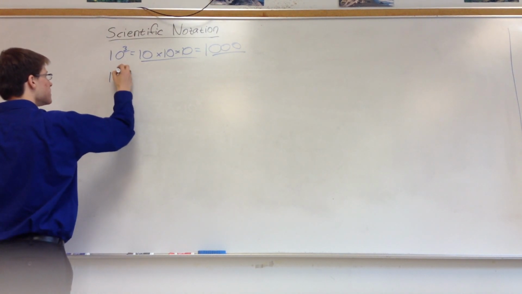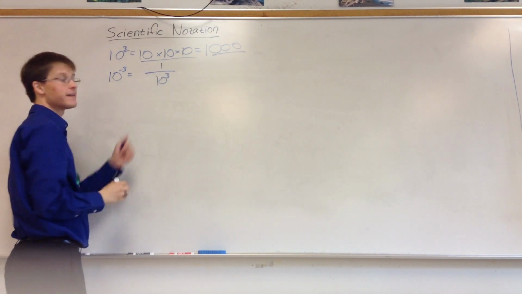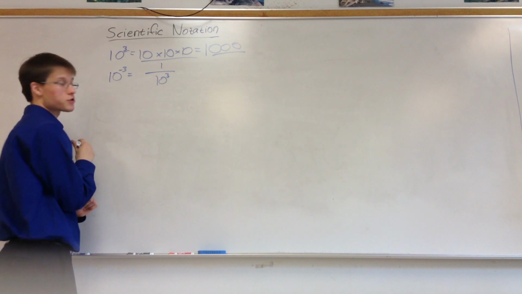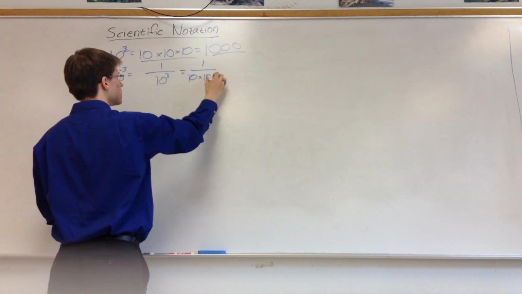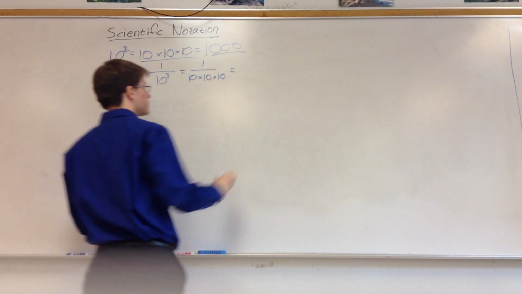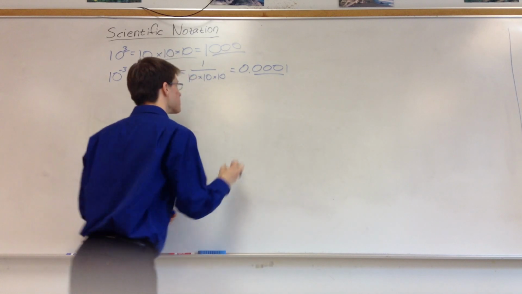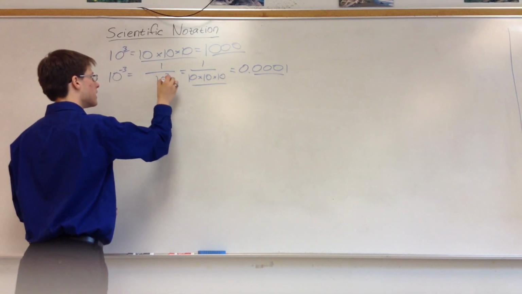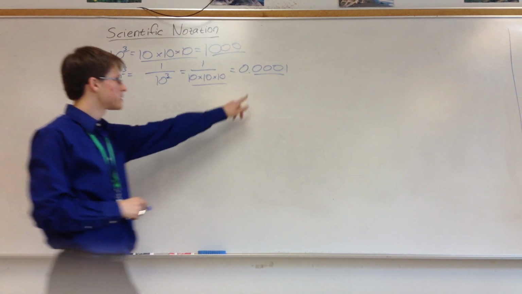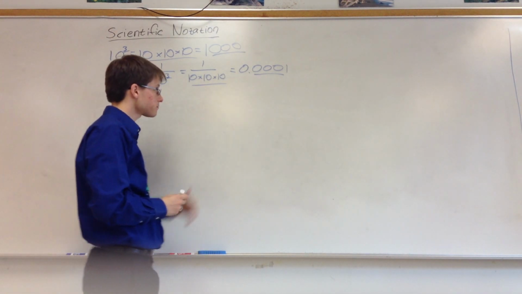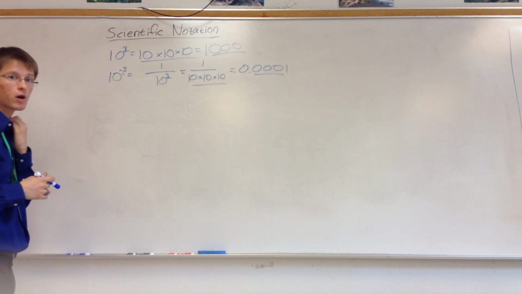But suppose we have 10 to the negative third. In this case, we're going to have 1 divided by 10 to the third. That's all that negative sign means. It means it's secretly a fraction. And this is equal to 1 over 10 times 10 times 10, which is equal to 0.001. Again, 3 zeros, 3 tens, and the 3 exponent here. The only difference is the decimal point now is on the other side. So it turns out that's always how powers of 10 work.